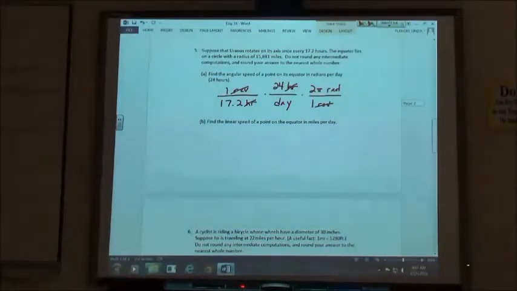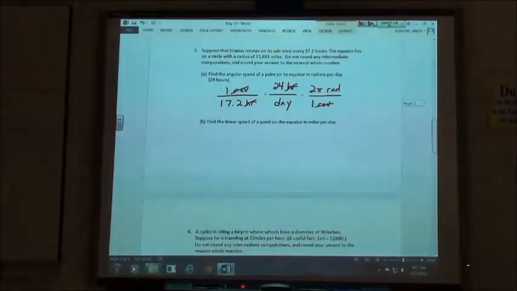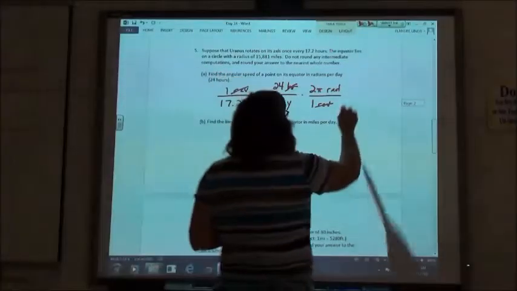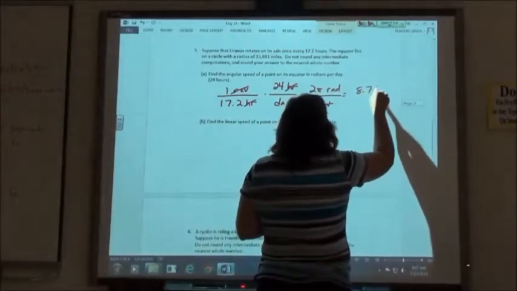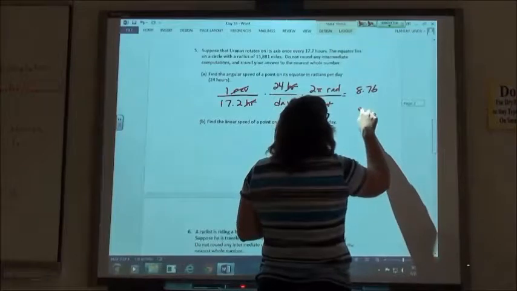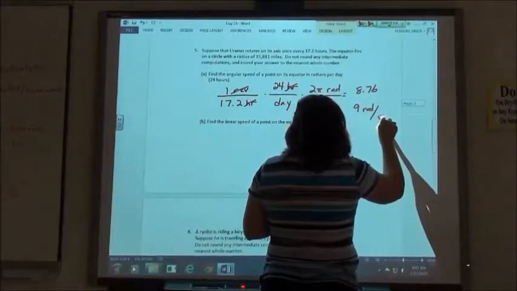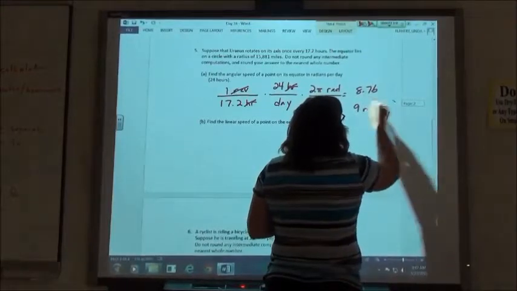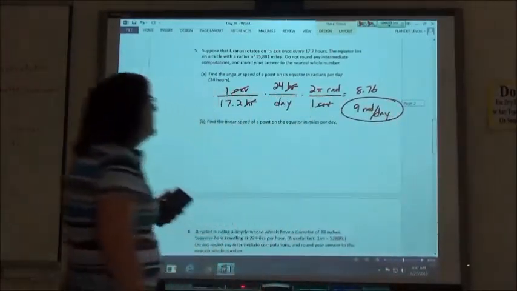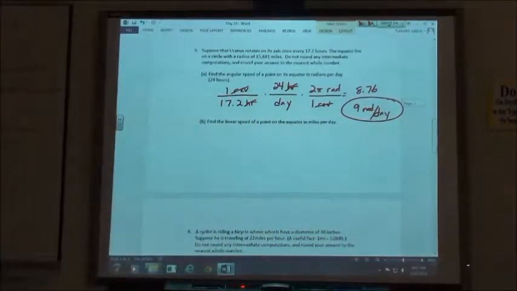I'm going to go ahead and hit equals for the top number, and then I'm going to divide it by the 17.2, which is on the bottom. And so I end up getting 8.76. I'm rounding to the nearest whole number, so I'm going to say 9 radians per day. So 9 radians per day.